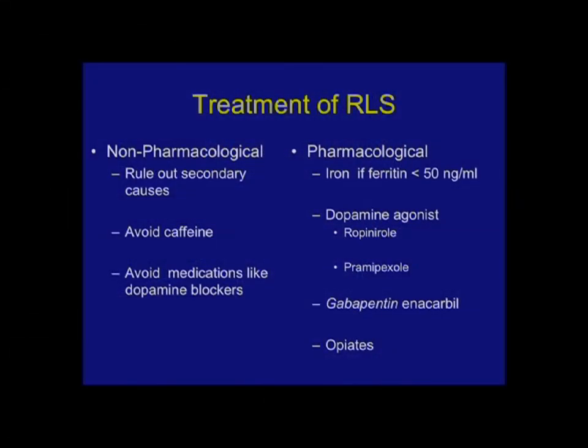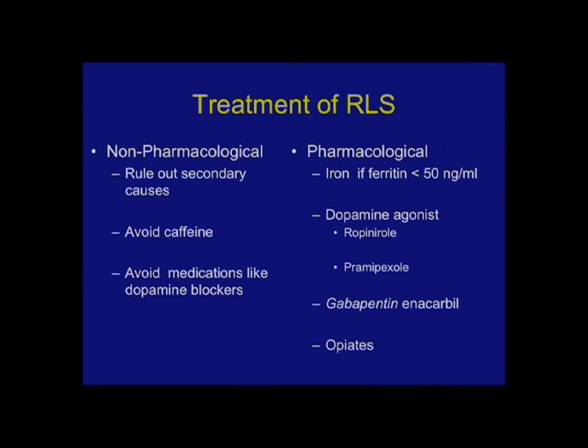One of the things that we do as part of the workup is we look at the ferritin level, we look at the BUN creatinine, and if it's a female, we do a pregnancy test. If the ferritin is less than 50 nanograms per milliliter, we consider iron replacement with ferrous sulfate, 325 milligrams, BID or TID, as a first-line therapy, as this has been shown to be helpful in treating restless leg.